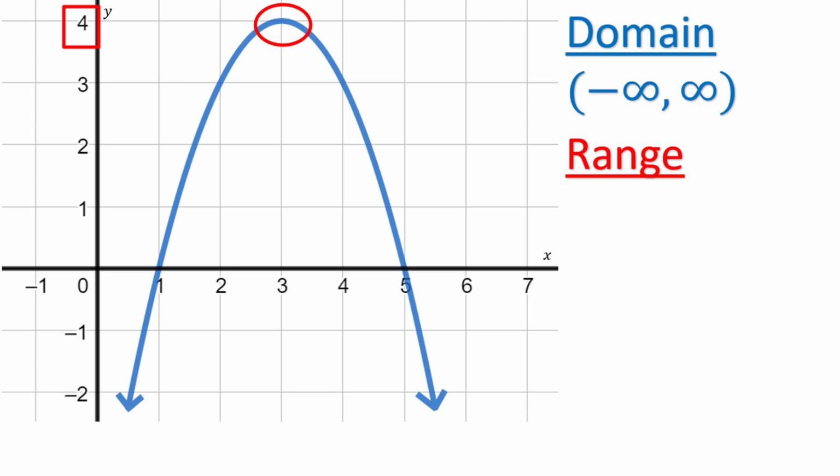That means that our range goes from -infinity up to +4, and we use a bracket on the 4 to indicate that it is included in the range of the function.